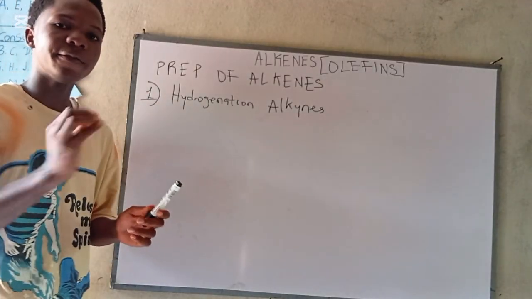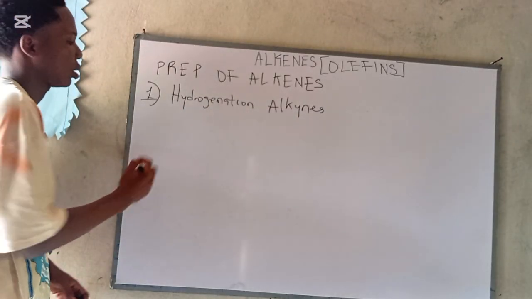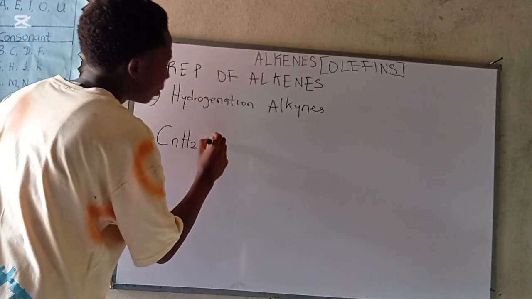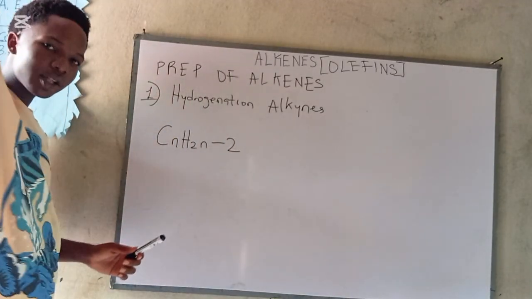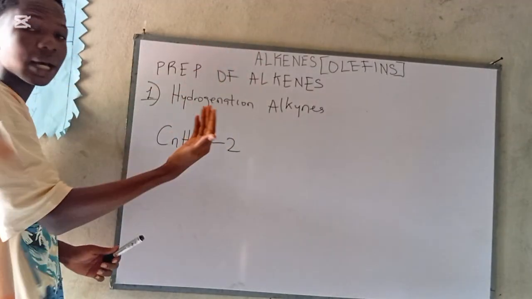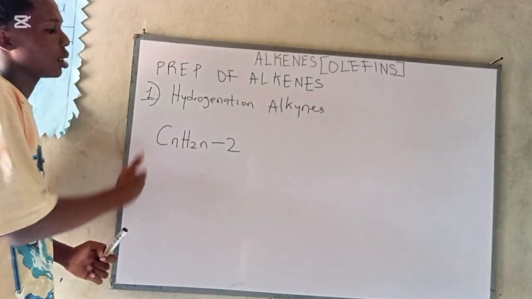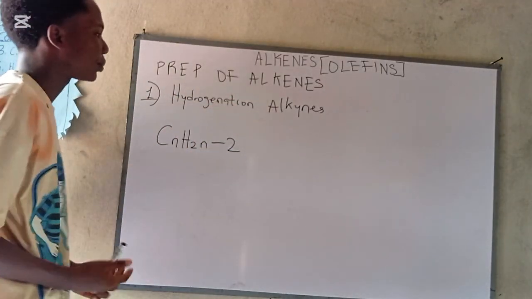First of all, let's write the formula for alkynes. We have the formula for alkynes to be CnH2n minus 2. You remember, the first one, alkanes, are CnH2n plus 2. Alkenes, we are talking about CnH2n. Now, alkynes, which are triple bond, are CnH2n minus 2. So now, they said hydrogenation.